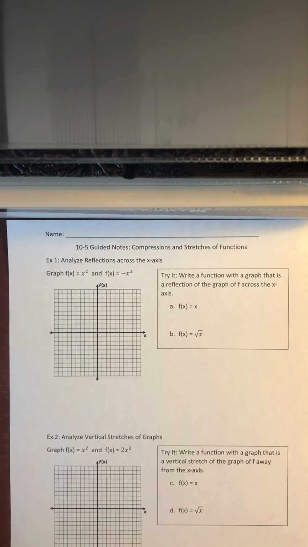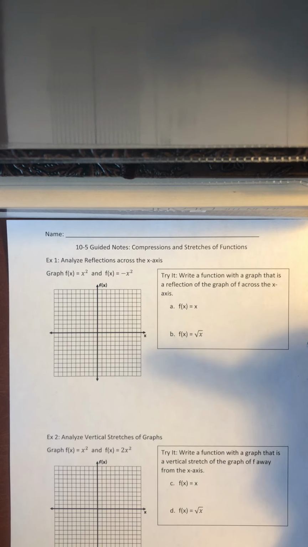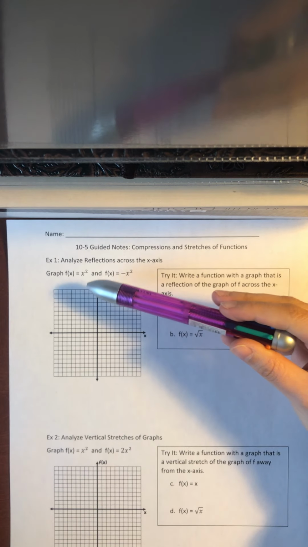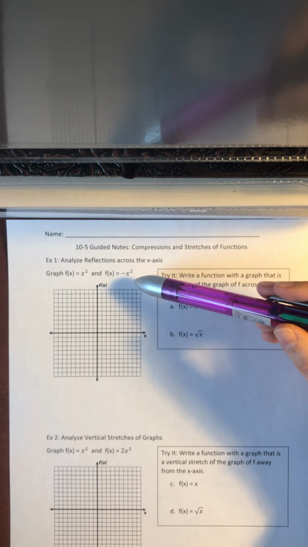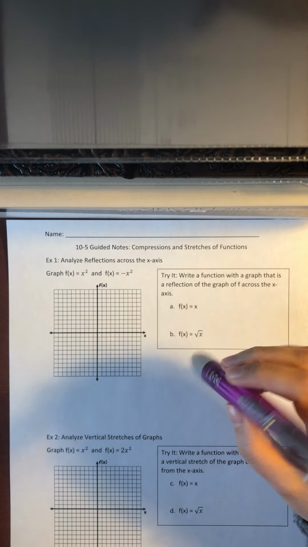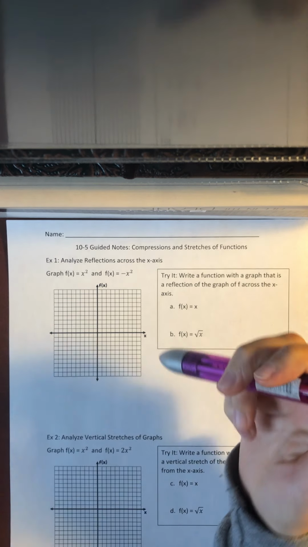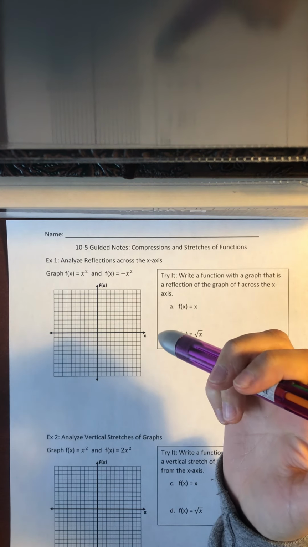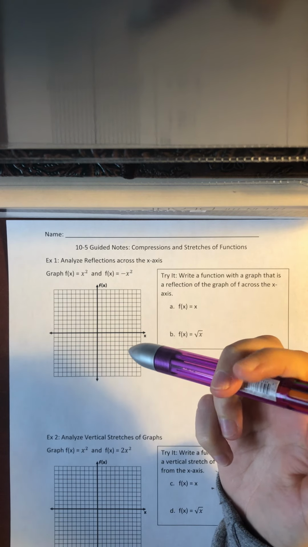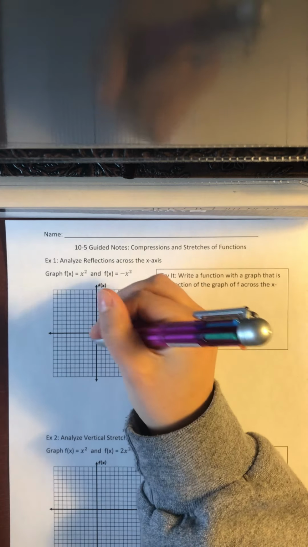Okay, so first question, analyze reflections across the x-axis. Okay, so we're graphing f of x equals x squared and then f of x equals negative x squared. So I'm going to graph in pen so I can use two different colors, going against everything I teach you. Just never graph in pen, but that's what I'm doing. All right, so let's use purple. I love these magic pens. Okay, so f of x equals x squared.